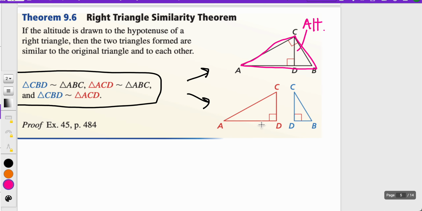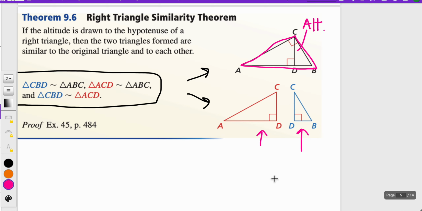So here are the two triangles that are being formed. ACD is this red one, and DBC is this blue one, and they're all going to be similar to the larger triangle ABC. Okay, so make sure you have the pictures drawn here. That helps you kind of visualize it.